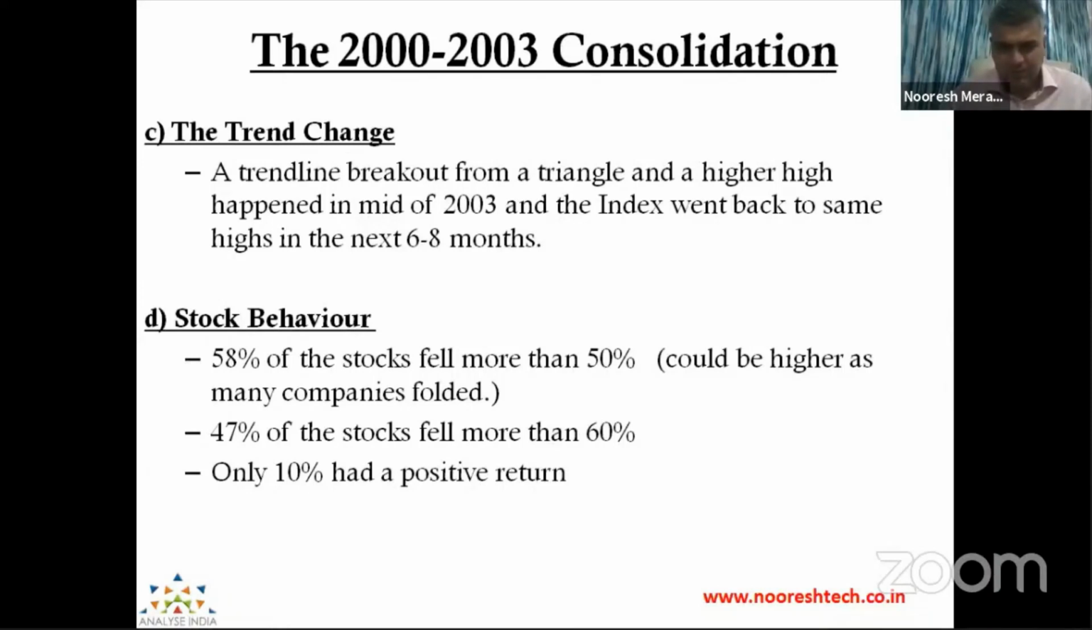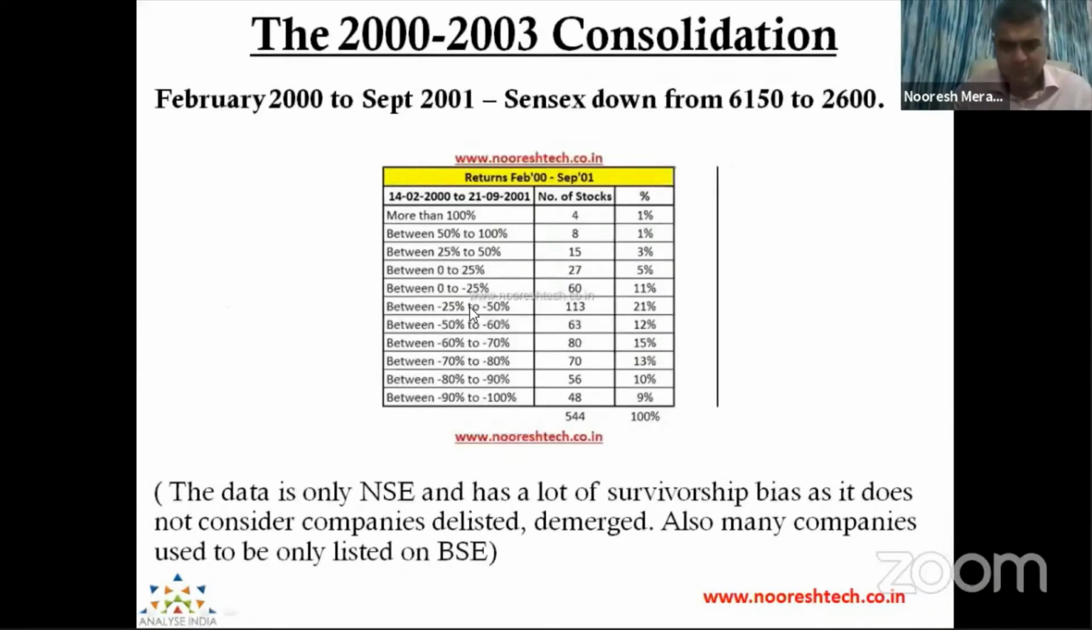Now, stock behavior. In this period, 58% of the stocks fell more than 50% in the 2001 fall. Now, this could be higher as a lot of companies went bust. The data which we use has survivorship bias, and we take only NSE stocks. So you can say 60 to 70% of the stocks fell by more than 50% in that fall. 47% of the stocks fell by more than 60%. And only 10% had a positive return in that period in the fall.